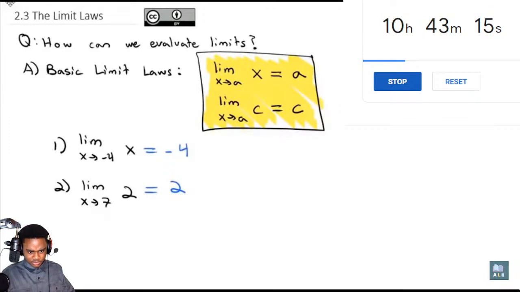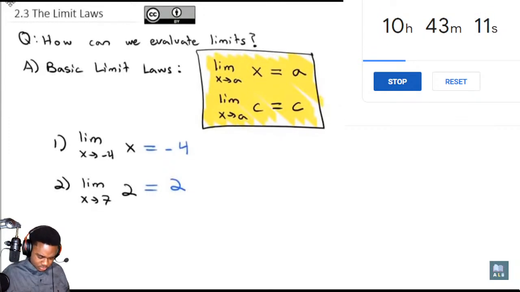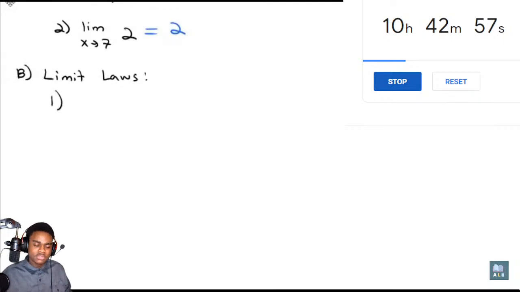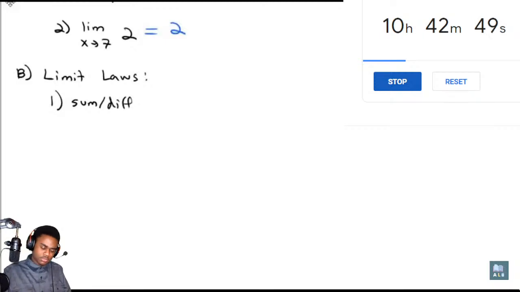In addition to the basic limit laws, there are 6 other properties of limits, or limit laws, that we should be comfortable working with. We'll list all 6 here, and then we'll look at some examples of how these limit laws can be worked out. First is the sum or difference, as they both work the same.